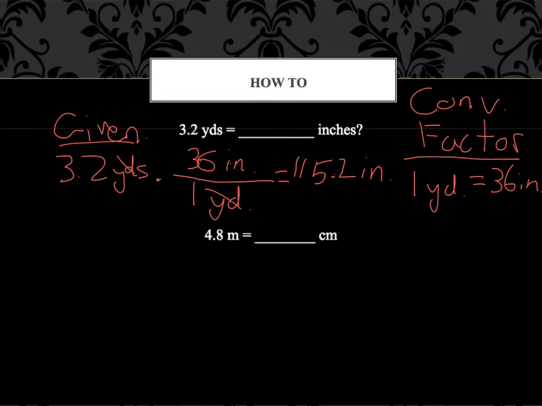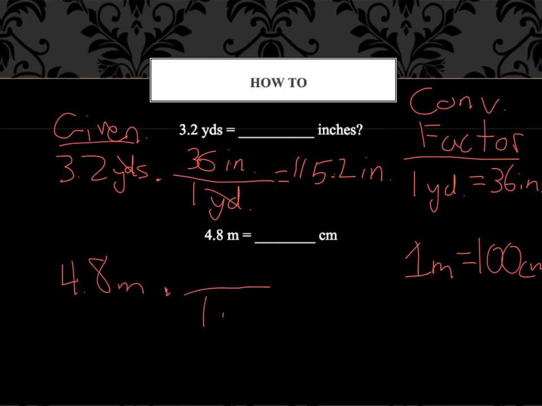Now let's do another one. Let's use the metric system, all right? 4.8 meters equals how many centimeters? Well, what's our conversion factor? Our conversion factor is this, right? 1 meter is equal to 100 centimeters. Okay, so let's set it up. Start with what we're given, 4.8 meters, right? Times our conversion factor in a ratio. Meters on the bottom, because I start with meters. Centimeters on the top, because that's what I want to end up with. And I do a little math, and I get 480 centimeters. Okay, that's how we do it.